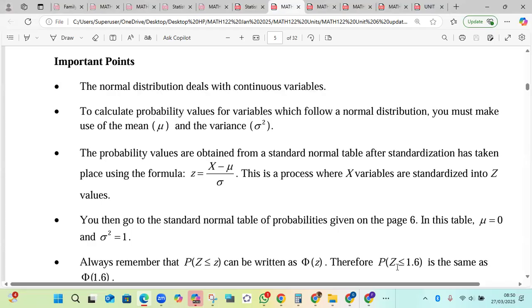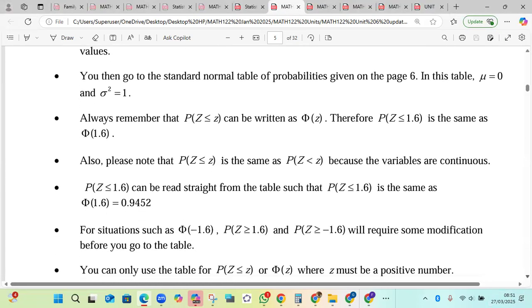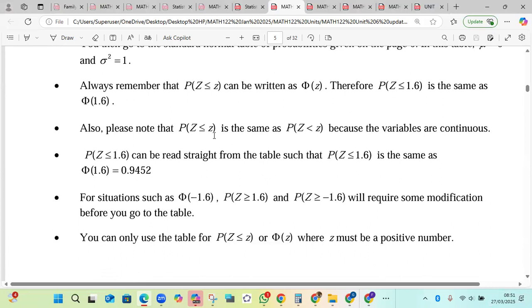So therefore, P of Z less than or equal to 1.6 is the same as phi of 1.6. Also please note that P of Z less than or equal to z is the same as P of Z less than z in the normal distribution, because the variable is continuous, not discrete. So there is no significant difference between the two. P of Z less than or equal to 1.6 can be read straight from the table, such that it is the same as phi of 1.6, which is 0.952.